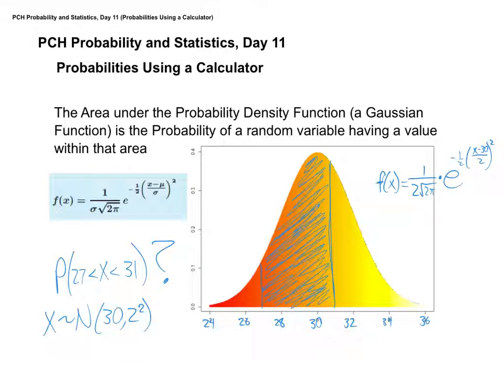Now, the problem lies in this: we don't know calculus yet. The area under a curve is found by doing some calculus. It's the integral. If we wanted this area, it would be the integral from 27 to 31 of that function f of x with respect to x. We don't know how to do integrals yet, so we can't do it. But thankfully, our calculator knows how, and our calculator even has a built-in function, so we don't even have to type in all of this stuff. And that's what we're going to look at today.